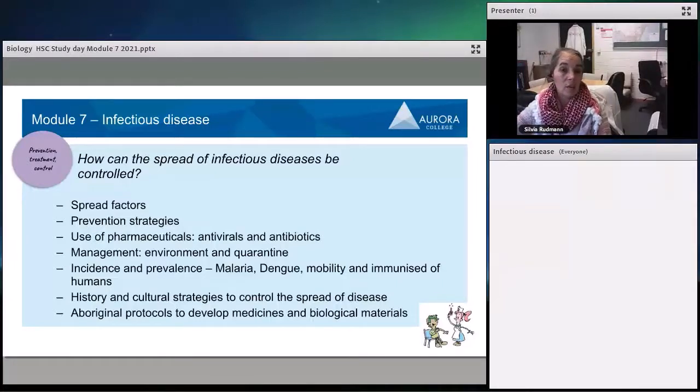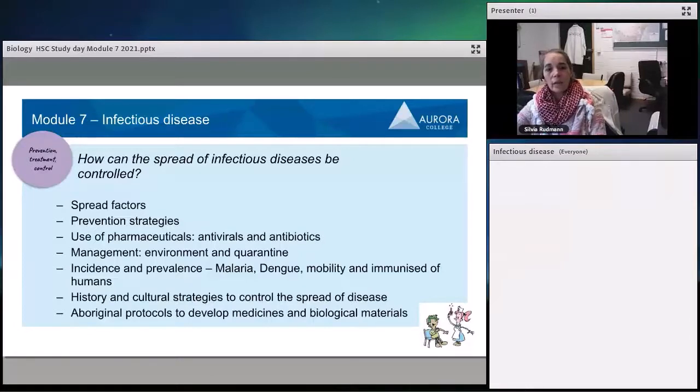So they can ask why Australia is closing borders. That is to prevent the mobility of humans, right? The immunization procedures that we have, for example, related to malaria, related to dengue, and of course related to pandemics as well. Learn the terminology: what is mortality, morbidity, incidence and prevalence of diseases. Create your own definitions for that.